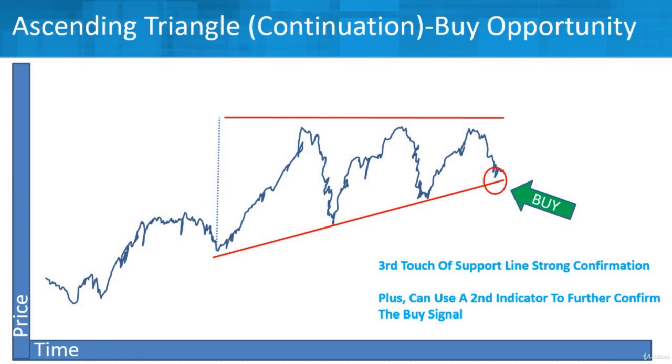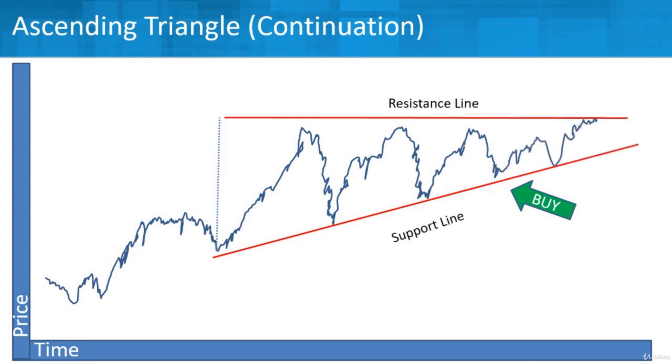So that's a very strong confirmation. You can also use a second indicator to further confirm, with volume or a moving average or some other type of indicator to help you confirm as well. You don't have to trade just off the triangle. You could buy on that second touch, by the way, and that's perfectly fine. The third touch just gives you a little bit more confirmation. The more touches, the more confirmation.